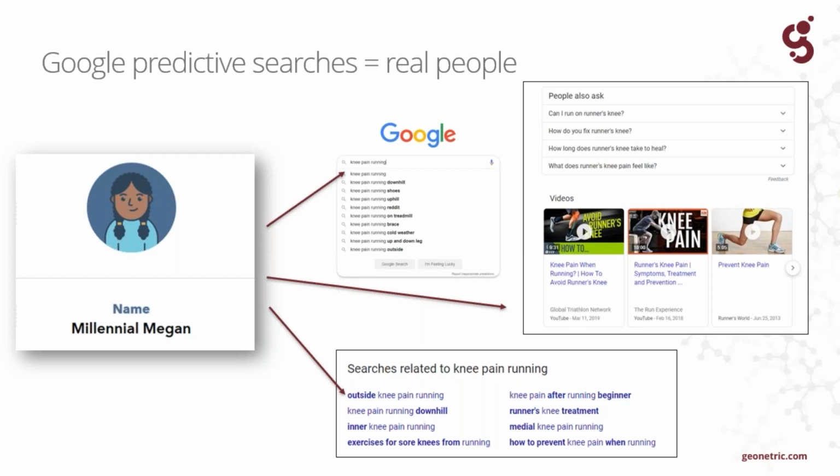So she goes online, she sees other related searches for knee pain running. She notices people look for running downhill with knee pain. There's some Reddit articles about that. There's some People Also Ask, which is kind of a Q&A return from Google. She can also see some videos and related searches on the bottom of the page.